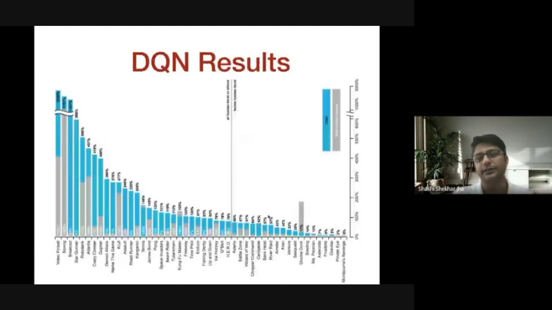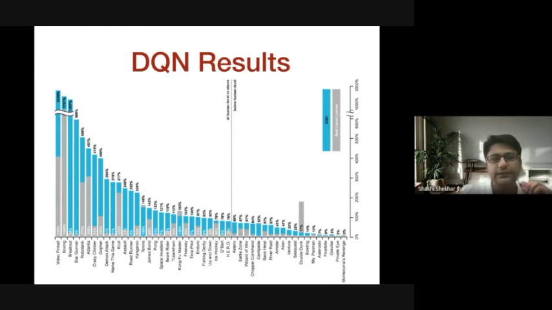And these were the results. In gray, you have the best linear learner, like a human. And then the blue one is your DQN. So here, DQN performed 2,539% better than the random agent, while the linear learner could only perform 336% better.